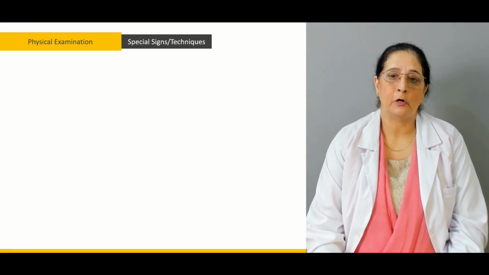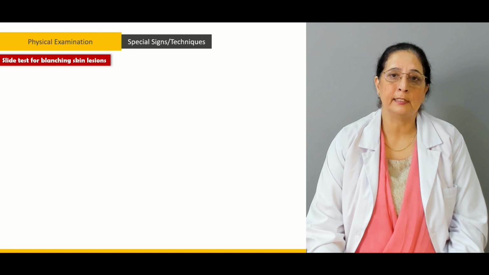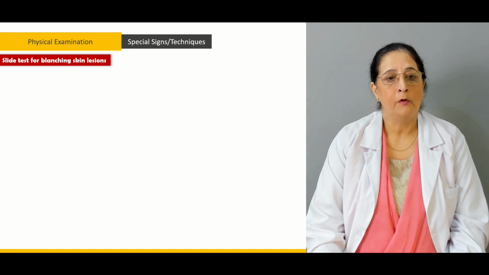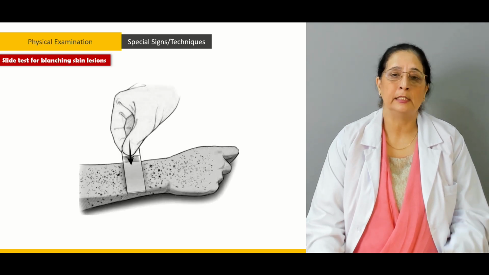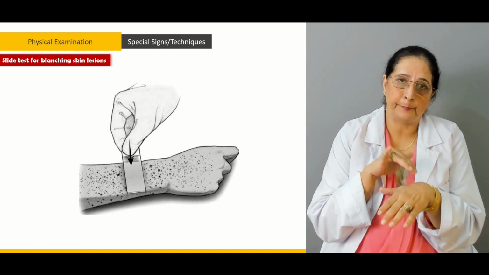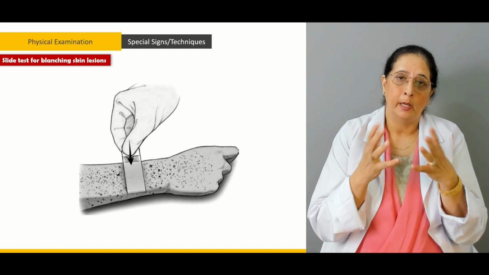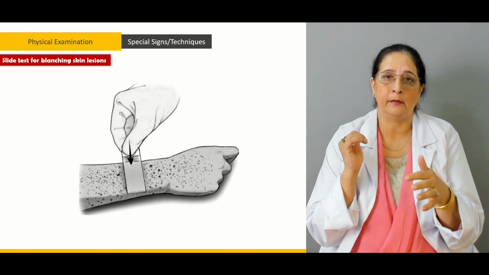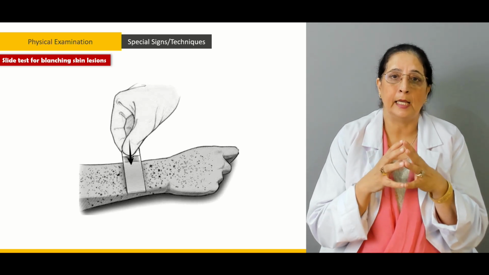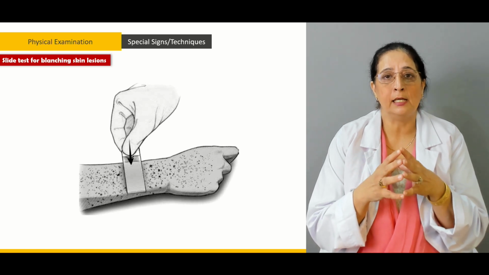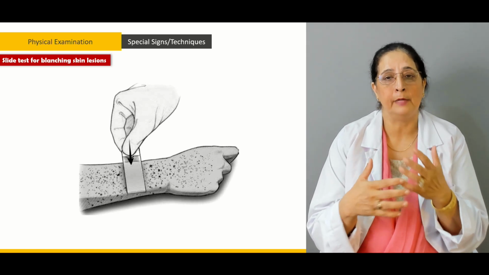Special signs or techniques, and in this special sign and technique, one very important test is the slide test for blanching skin lesions. This is the test in which the glass slide is pressed against the skin, and this causes change in the skin color, and then the refill after the slide is removed. So that's an important test to find out the refill of the blood vessels.